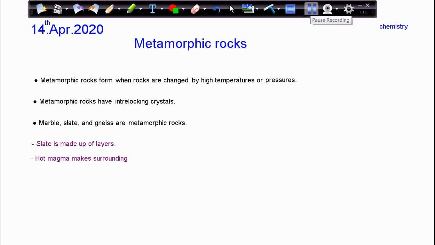Now let's go to the summary of the lesson, metamorphic rocks. Metamorphic rocks form when rocks are changed by high temperature or pressure, and sometimes both of them. Metamorphic rocks have interlocking crystals. Marble, slate, and gneiss are metamorphic rocks. We have here slate is made up of layers. Hot magma makes surrounding rocks change. We said the hot magma can make these rocks change but not melt them. They can make them so hot so they can change the arrangement of atoms, but they don't melt them.